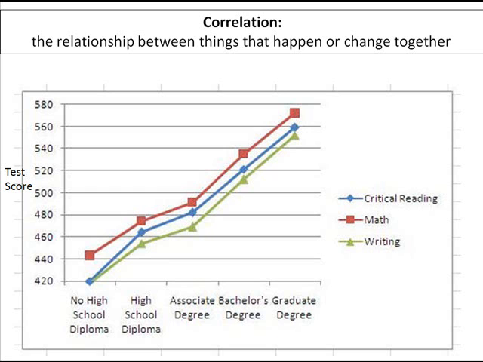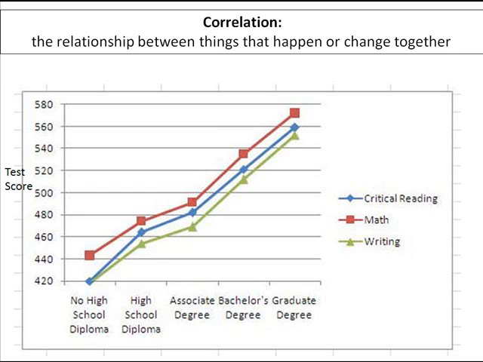Let's take a look at this. We see here a graph, and the graph says that on the x-axis it shows you the degree of education that a person achieves from no high school diploma all the way up to a graduate degree. And it shows test scores in the areas of critical reading in blue, and math in red, and the writing in green. Now, this graph establishes what we would call a correlation.